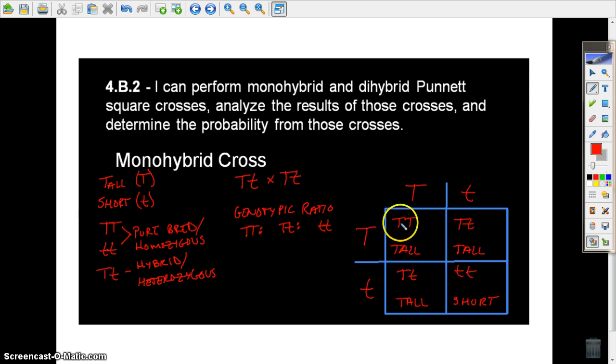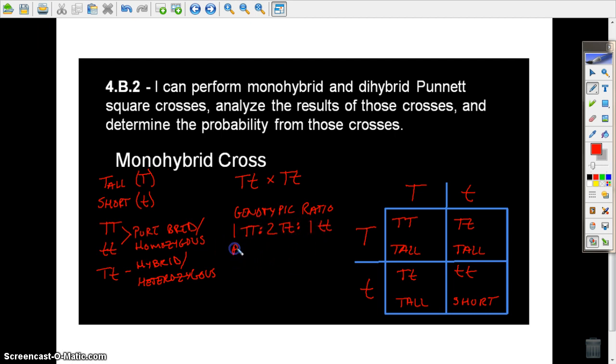Well, I have one big T. I have two big T, small t's. And I have one small t, small t. This is my genotypic ratio for every monohybrid cross that we will ever do. We'll have a 1 to 2 to 1 ratio.